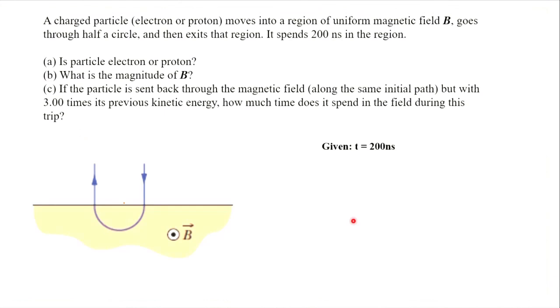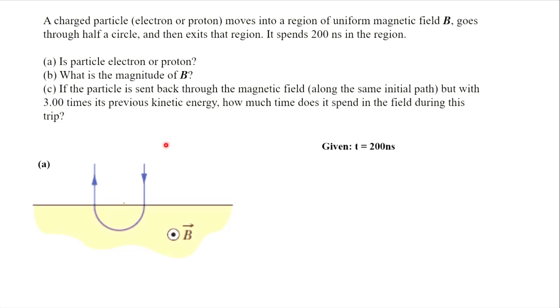Let's start with part A. Is the particle an electron or a proton? Because we have only 2 options, we can use the method of trial and error. So we assume first that the particle is a proton and find the magnetic force on this particle when it enters the magnetic field B. Actually, we need only the direction of the magnetic force.